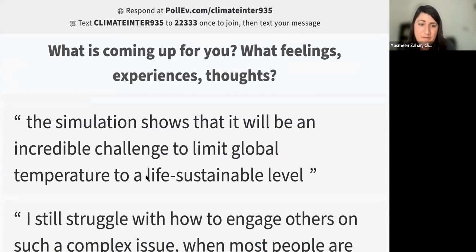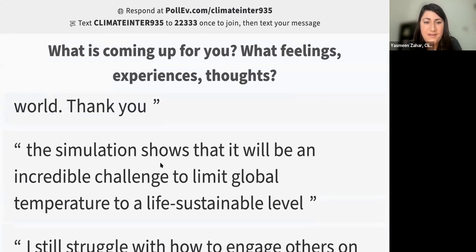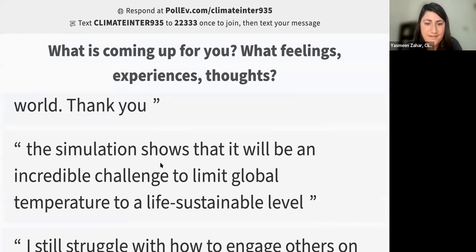The simulation shows that it'll be an incredible challenge to limit global temperature to a life-sustainable level. Definitely. I think that's the mixed emotion of a simulation like this: on the one hand, it shows what a challenge it will be, but on the other hand, you are able to see what is needed and you have a clear idea of that, which might limit some of that complexity and confusion that can exist, and seeing it in a bit more of a clear way can sometimes help with some of that challenge.